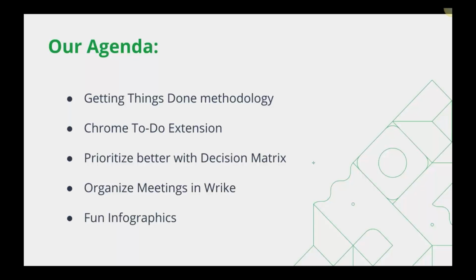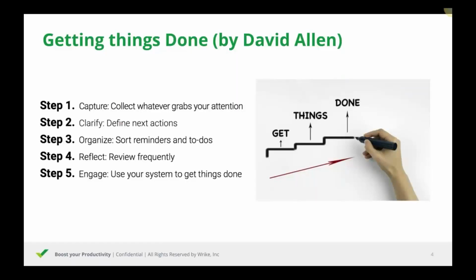So let's begin into today's topic. First of all, let's discuss our agenda, of course. As you can see, we will touch upon some of the best practices that are created to help boost your personal productivity. We'll start by discussing the Getting Things Done methodology. It's a popular one, very mainstream, I would say, and we will show how to implement it within your Wrike accounts. We'll also touch upon the Chrome To-Do extension. And for those of you who do not really use Chrome, don't worry, we'll show how to work without it, but still achieve the same result.